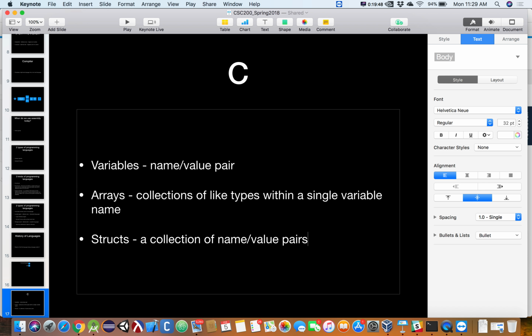So for instance, you could have a struct for person, and maybe a person has a first name, that's a string. Has a last name, that's a string. Has an age, that's an integer. Something like that. Okay? So a bunch of name value pairs like that.